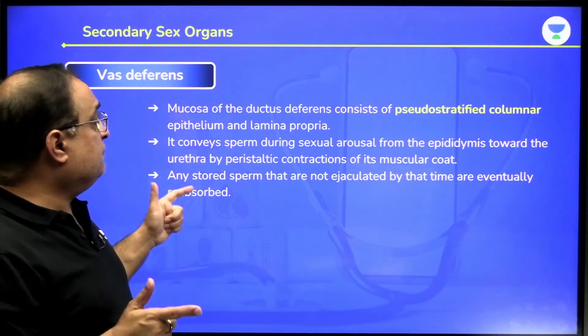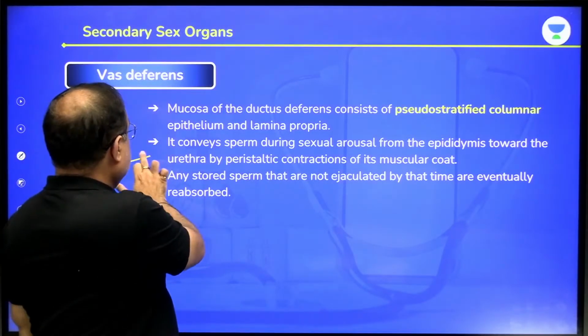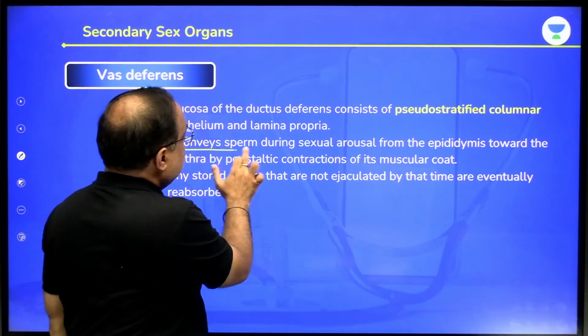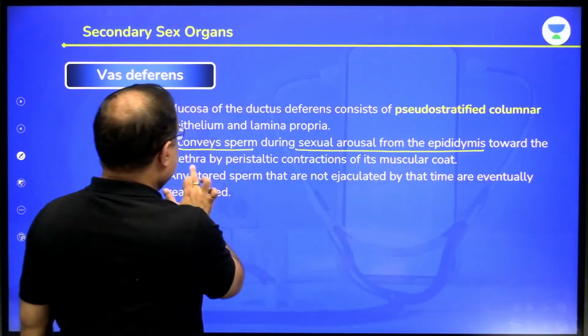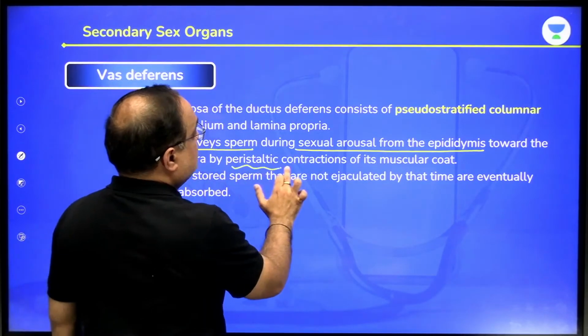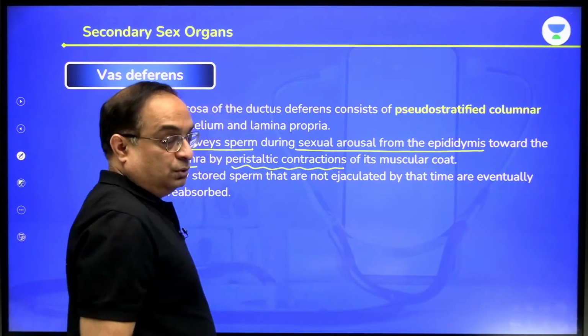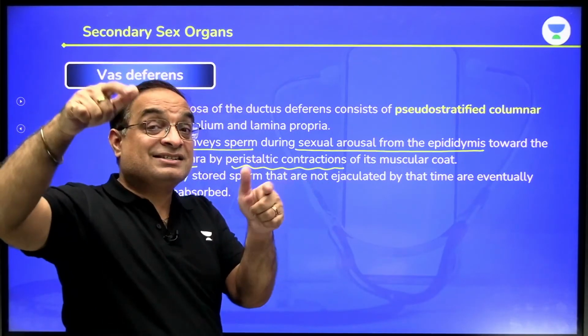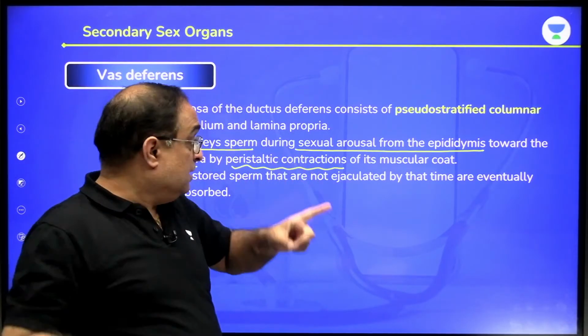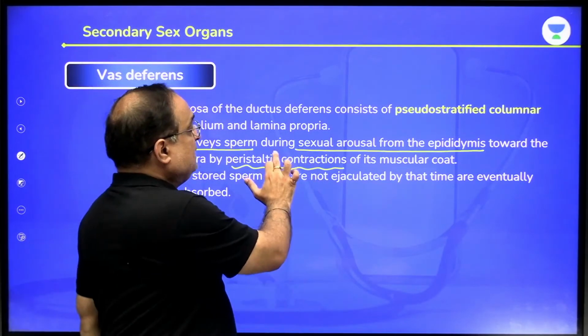What is the function of the vas deferens? This point is important. It conveys the sperms during sexual arousal from epididymis towards urethra by peristaltic contractions of the muscular cord. So vas deferens के muscles जो हैं they contract, peristalsis. Epididymis में भी peristalsis, vas deferens में also I have written peristalsis.